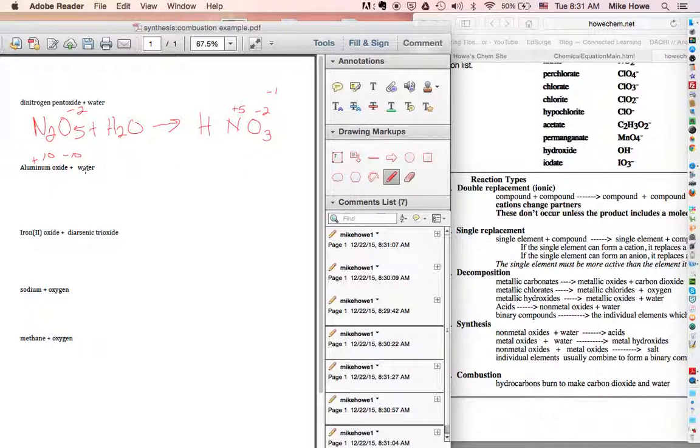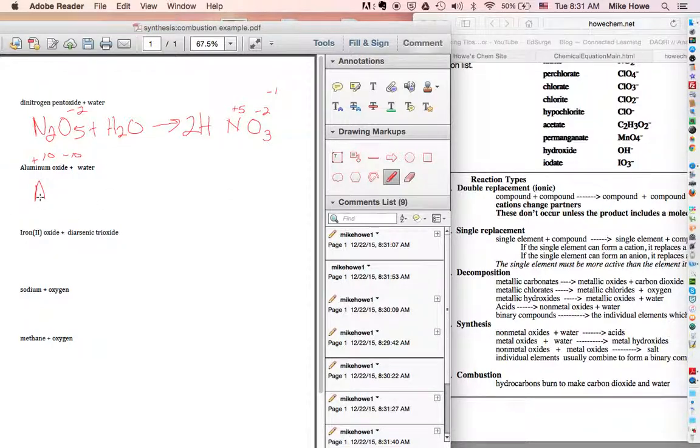So now we have our combos and formulas correct. There are 2 H's, so you have to put a 2 here. That gives you 2 N's, which is nice there because there are 2 N's over here. 5 and 1 make 6 oxygens. 2 times 3 makes 6, and that one's complete. There's another synthesis. You have aluminum oxide, so AlO plus water. Again, it kind of looks like a double replacement, but if you change the cations, you're going to end up with the same thing you started with, so that wouldn't make any sense.